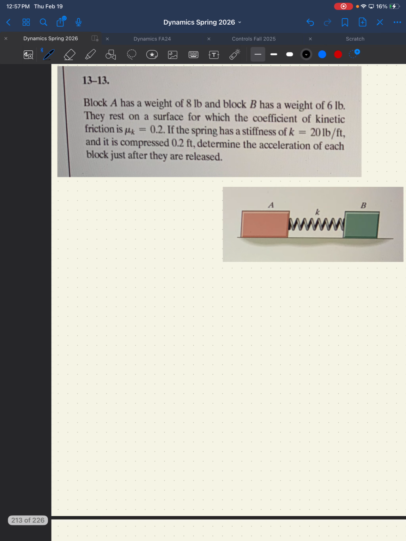Okay, so let's draw a free body diagram for A. Here's my block A. I have an 8.